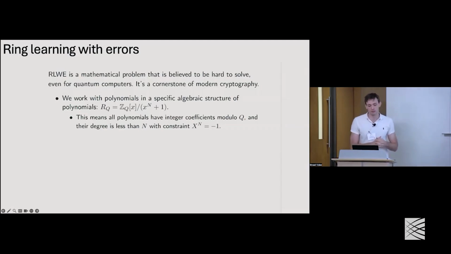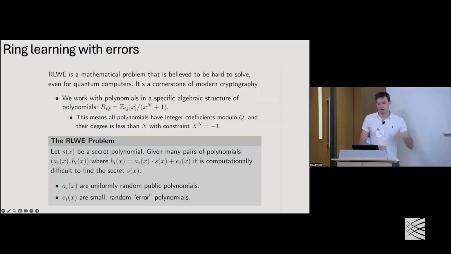In ring learning with errors, we work with polynomials in this specific algebraic structure that looks really scary, but I'll break it down. It's essentially polynomials that have coefficients modulo q. So that means that they're between 0 to q minus 1, and they're bounded to have a degree less than n.